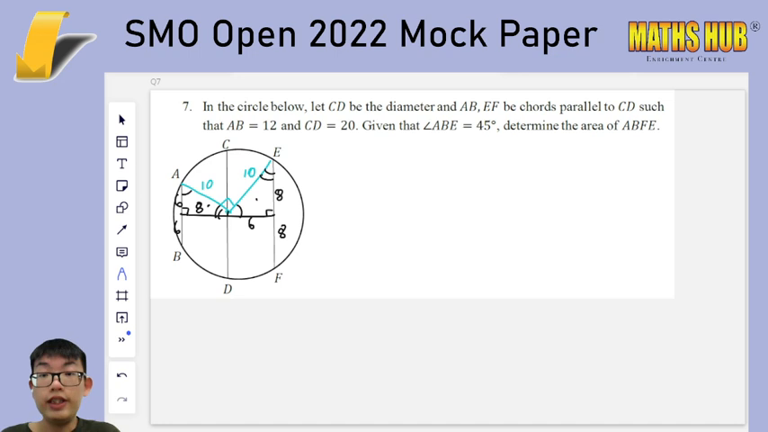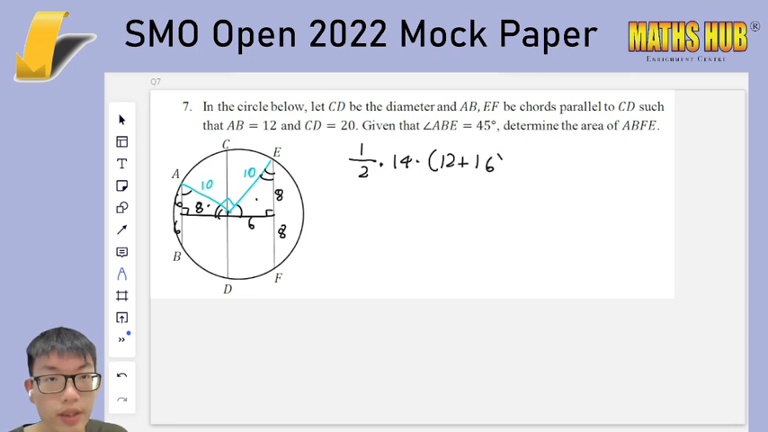Okay, now we have got all the lengths we need, so this is just the area of the trapezium. So half times the height is 14, two bases are 12 and 16. And the area is equal to 196.